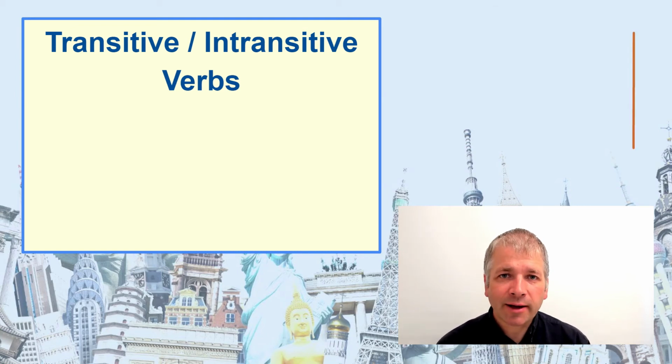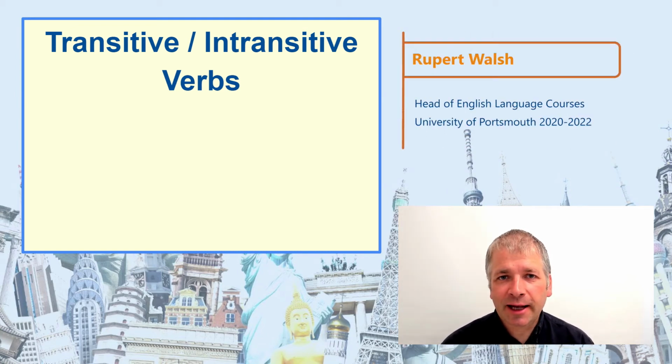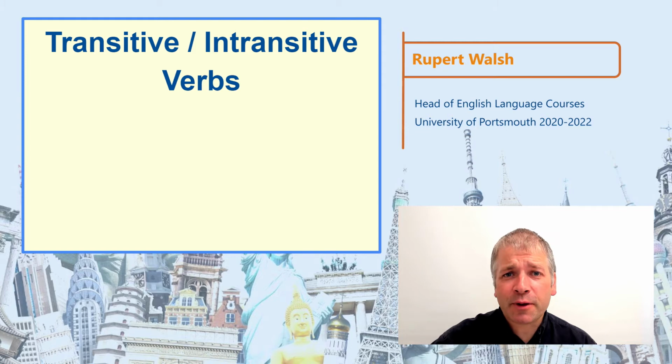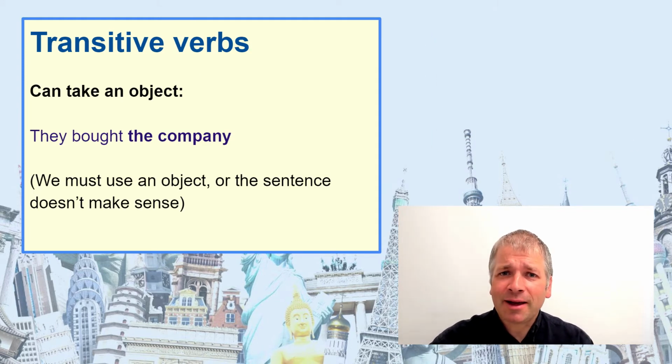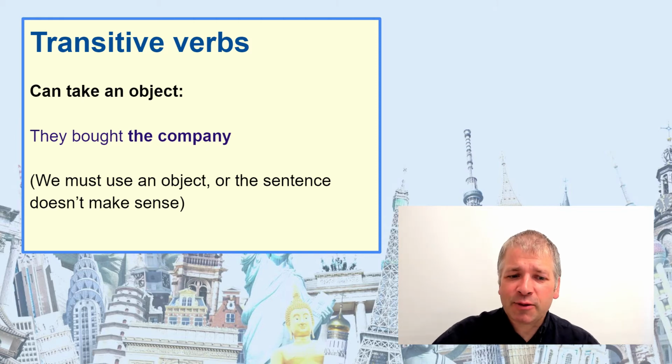One way we can categorize verbs in English is by separating them into verbs that are transitive and verbs that are intransitive. A transitive verb can take an object. For example, they bought the company. Here, the company is the object of the sentence. It is affected by the activity, bought.